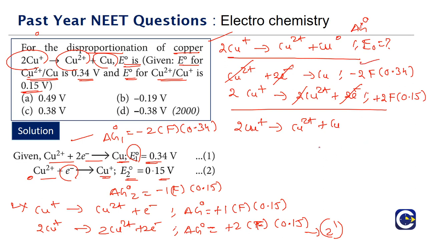This plus this. If you take out 2F common, that will be minus 0.34 plus 0.15. Minus 0.34 plus 0.15 is what? Minus 0.19. Okay, so this is the del G naught. And what is the relation? Del G naught will be equal to minus N into F into E naught.